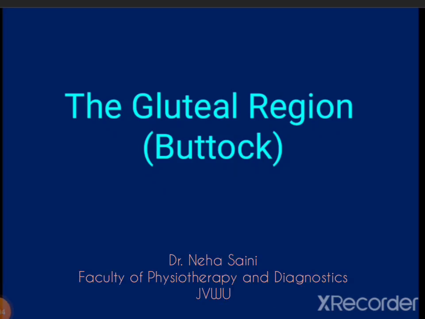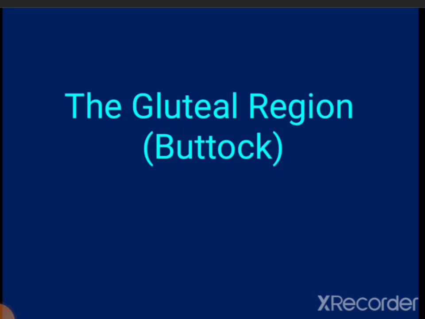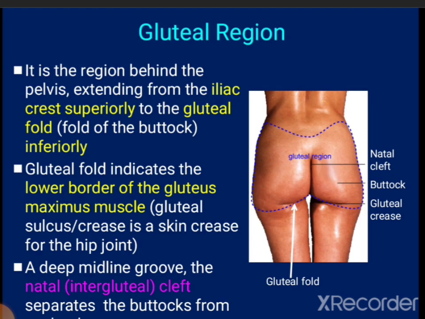Here I am going to tell you about the anatomy of the gluteal region. Gluteal region is also known as the buttocks. It is the region behind the pelvis which is extending from iliac crest superiorly to the gluteal fold, that is the fold of the buttock inferiorly. The diagram is showing you the gluteal region.